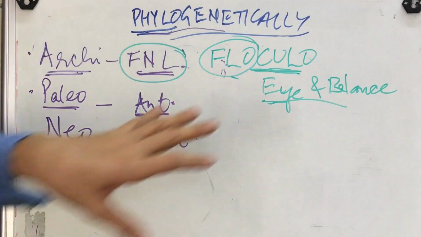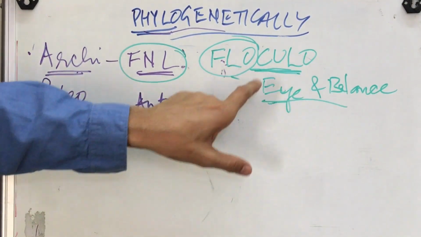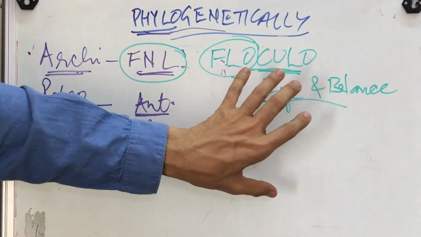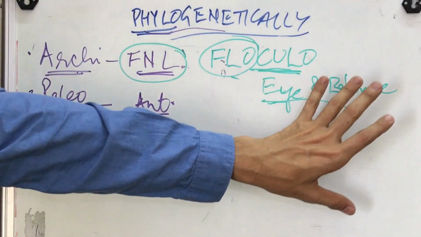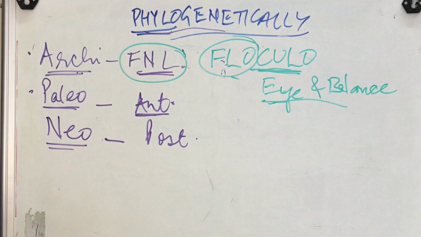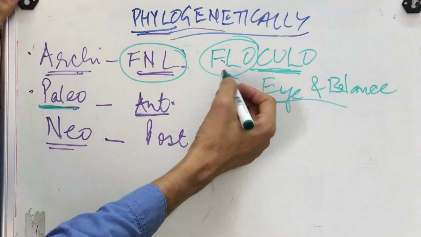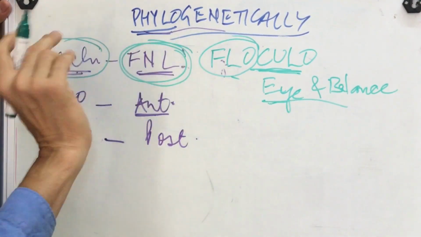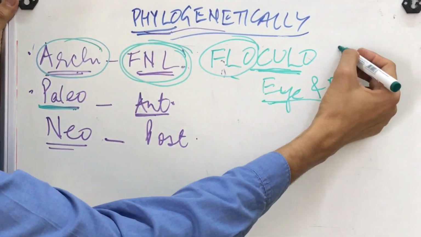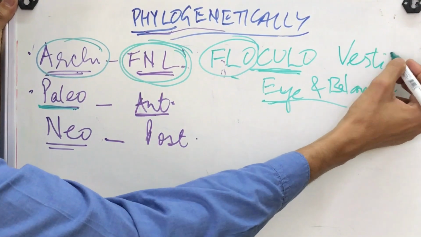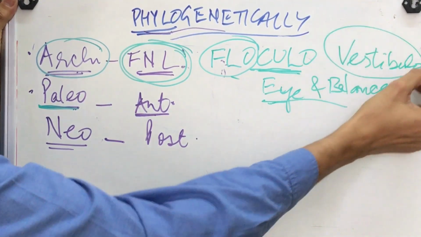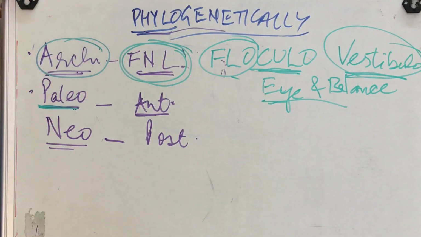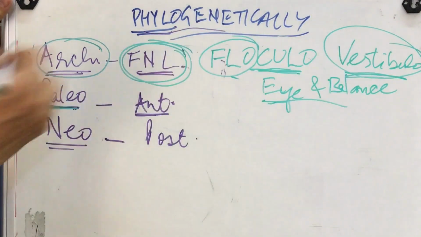That's not the reason why it is called flocculo, but it helps you remember it. You will never forget: oculo is concerned with the eye movement, flow, go with the flow, balance. That's one way of remembering it. Now the names given by functional classification: the archicerebellum or flocculonodular lobe is called the vestibulocerebellum. You must know the vestibular apparatus is concerned with balance, so that is the vestibular cerebellum.